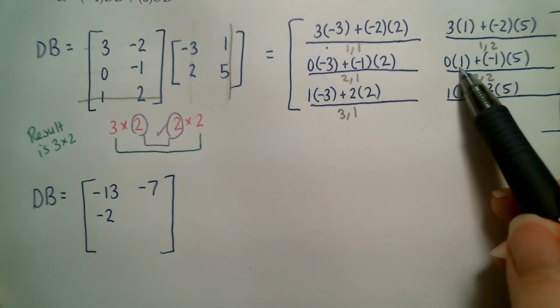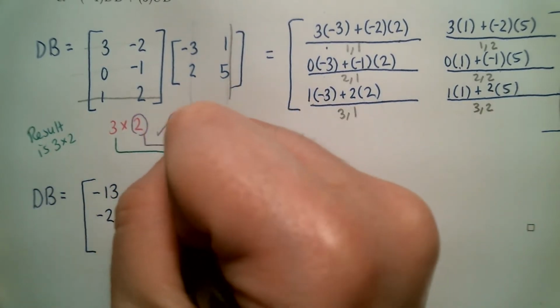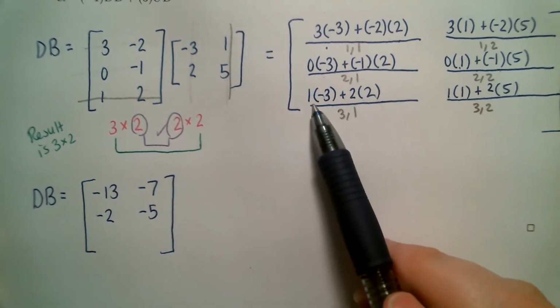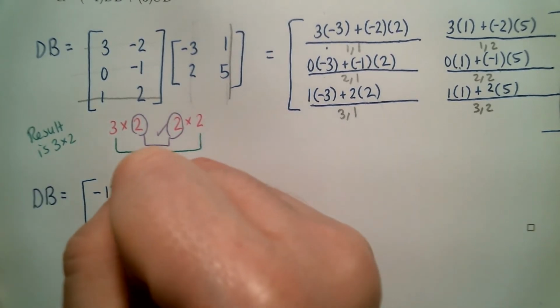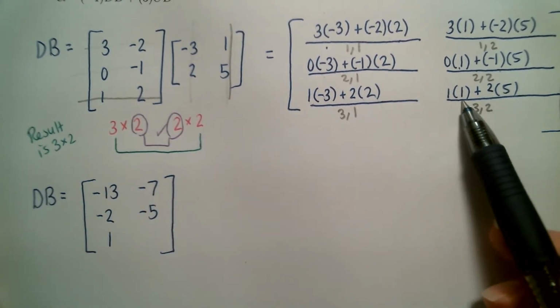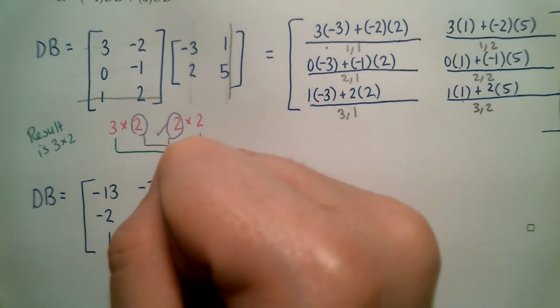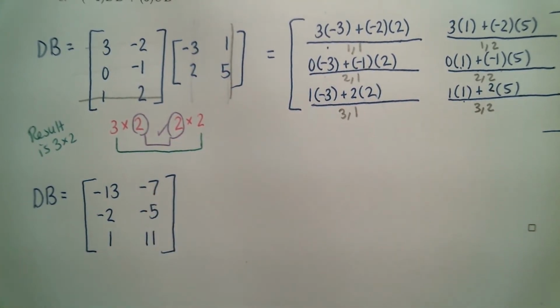And then 0 plus a -5. And then -3 plus 4 is going to be +1. And then 1 plus 10 is 11. Okay, so that is D times B.